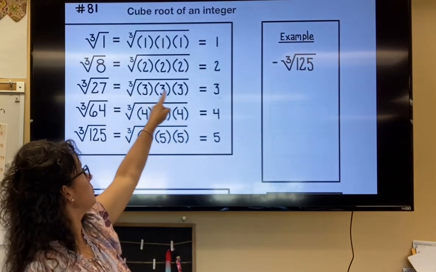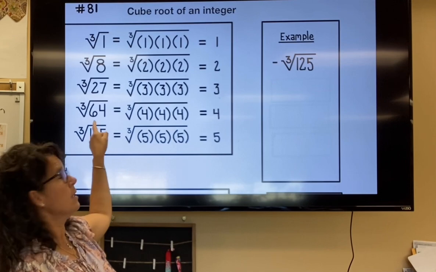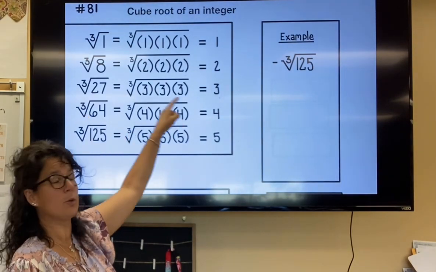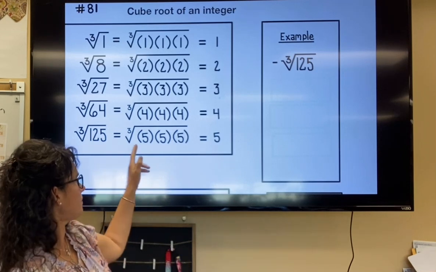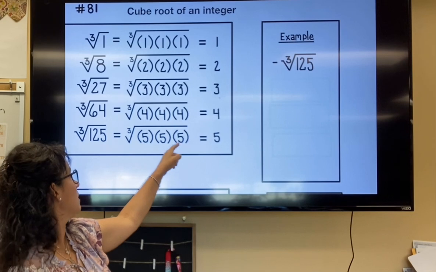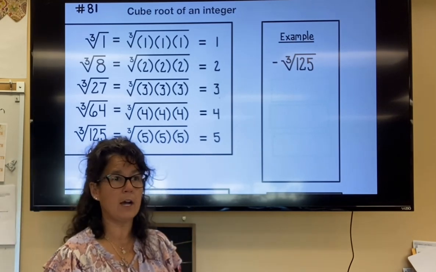3 times 3 times 3 is 27, so the cube root of 27 is 3. 64 is 4 times 4 times 4, so that's why the cube root of 64 is 4. And 125 is 5 times 5 times 5, so that's why the cube root of 125 equals 5.